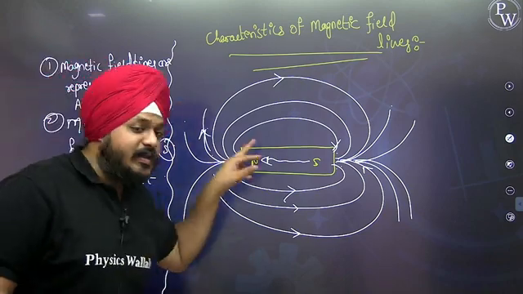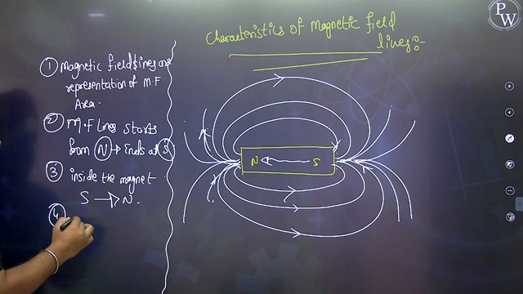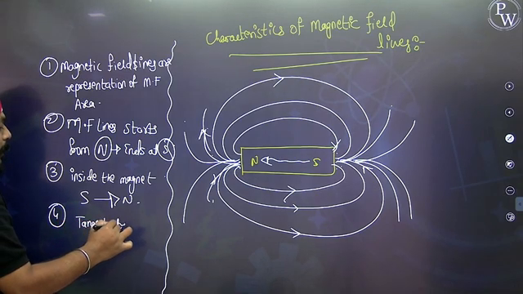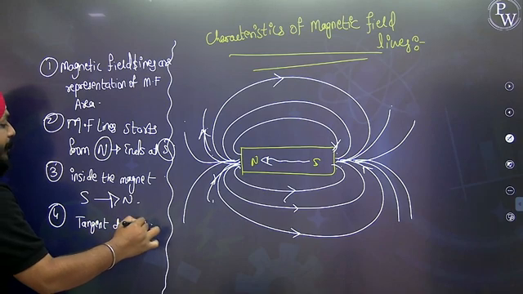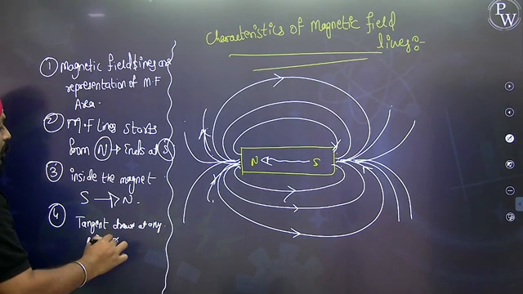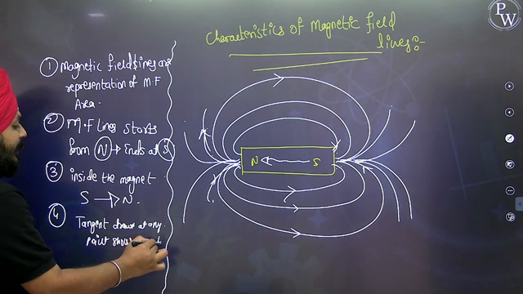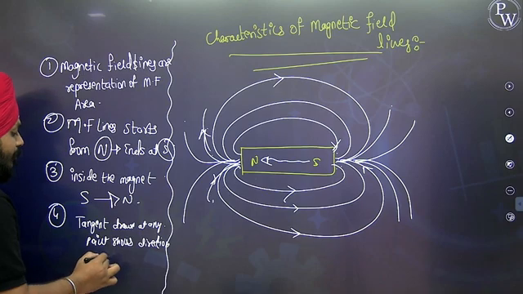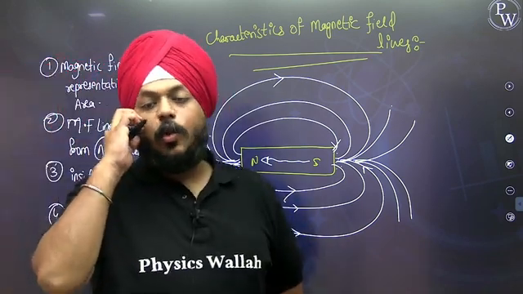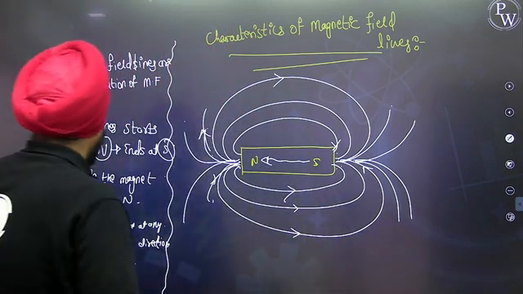If I'm talking about this matter that is showing magnetism, then the tangent drawn at any point shows the direction of the magnetic field. Right? The tangent drawn at any point shows the direction of the magnetic field.